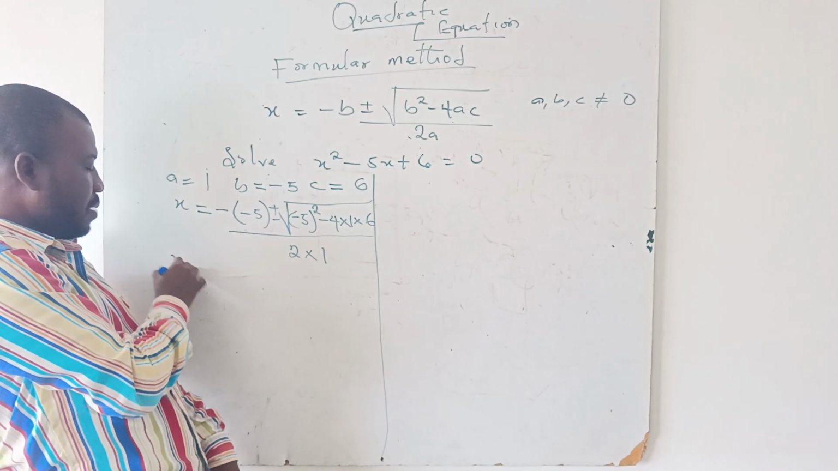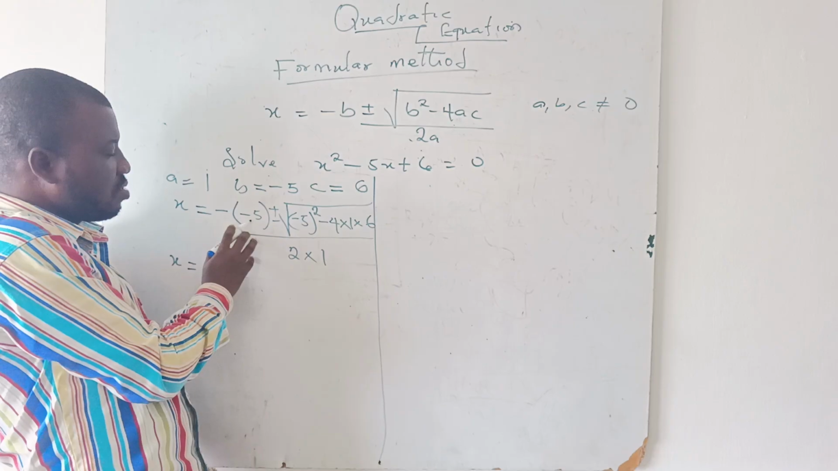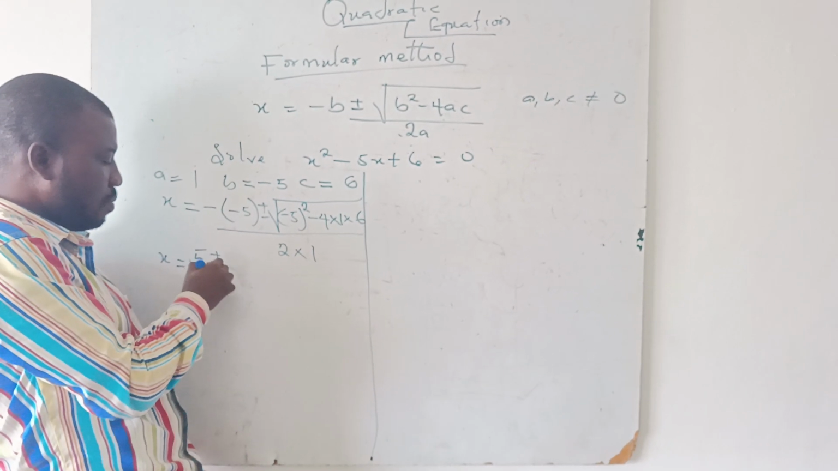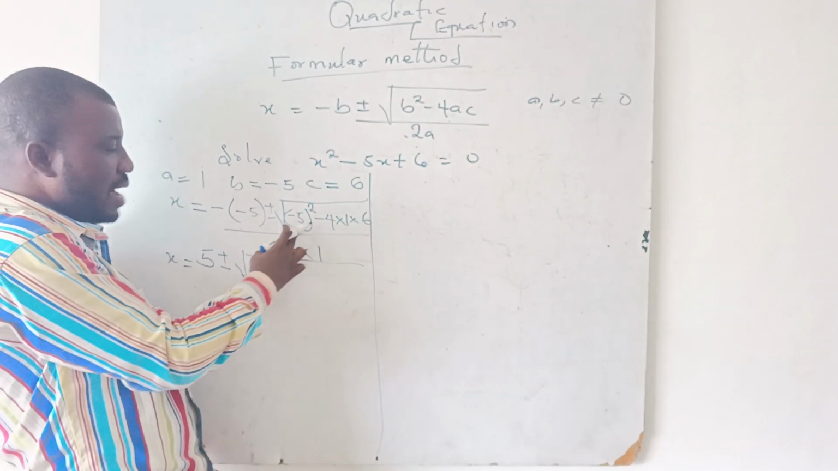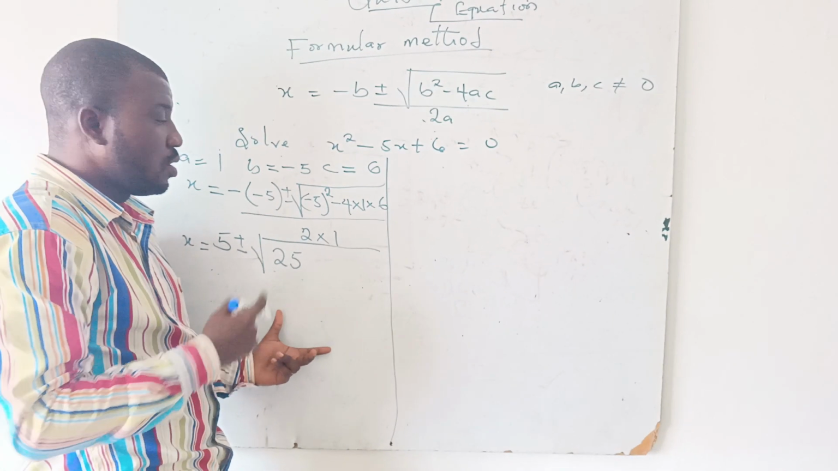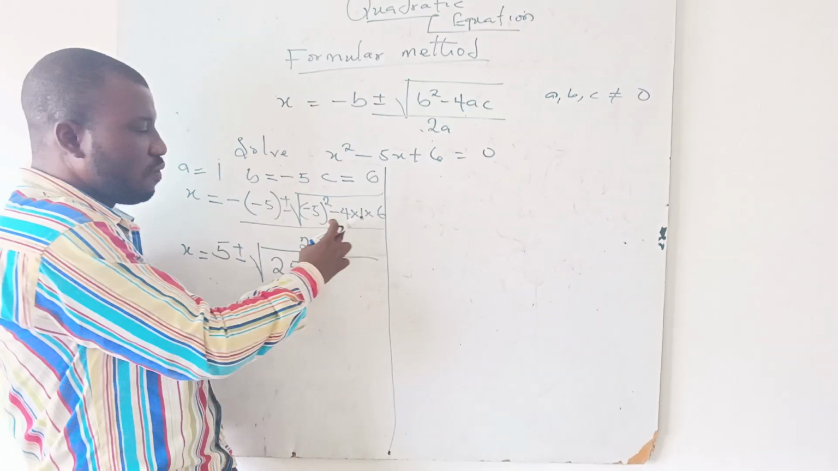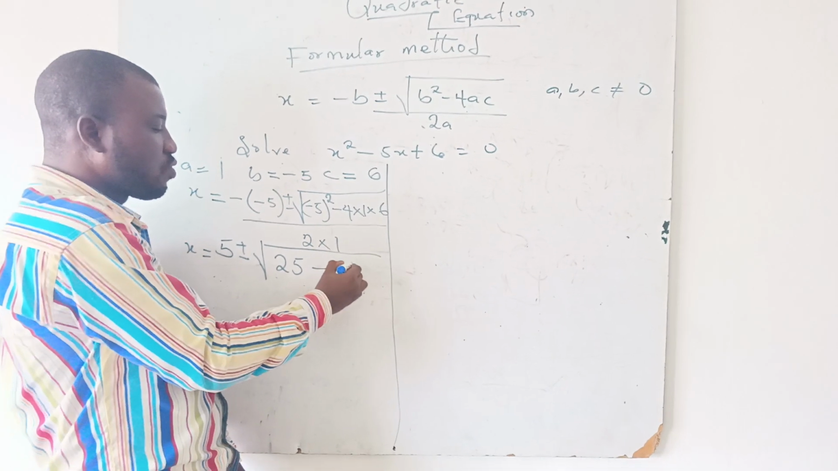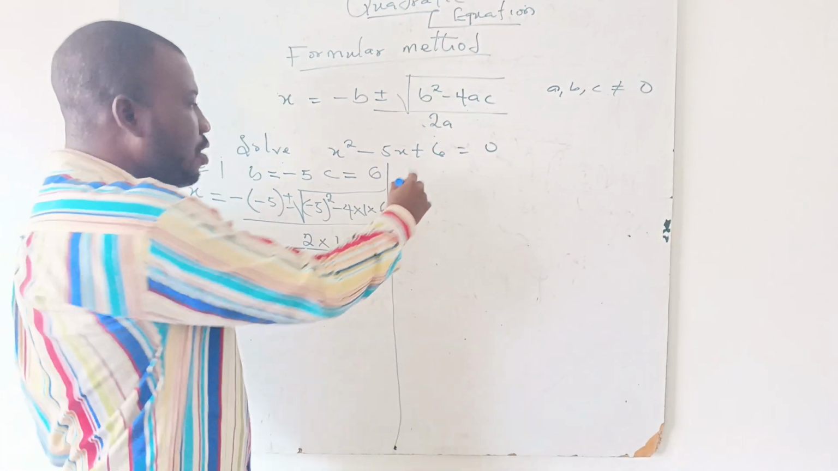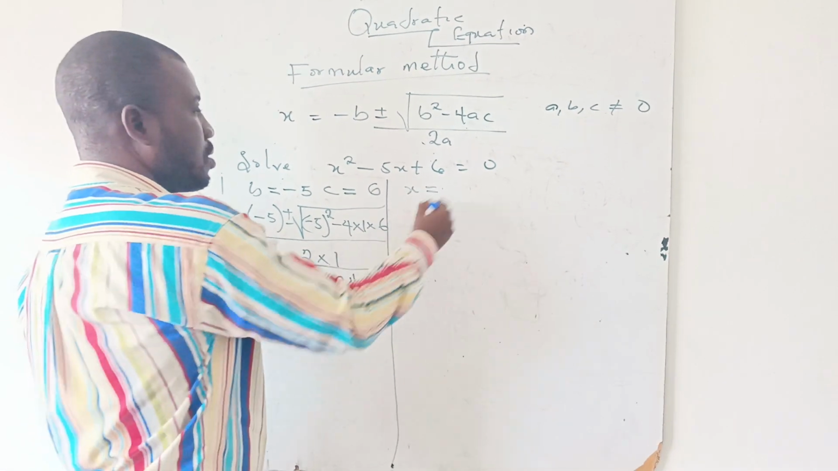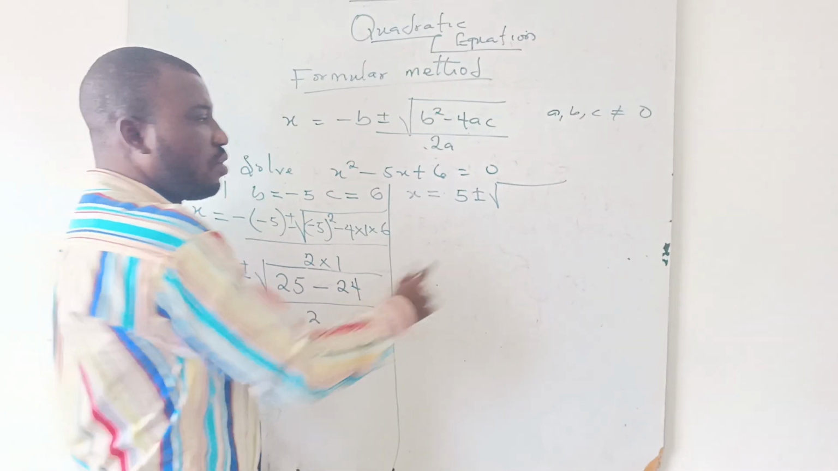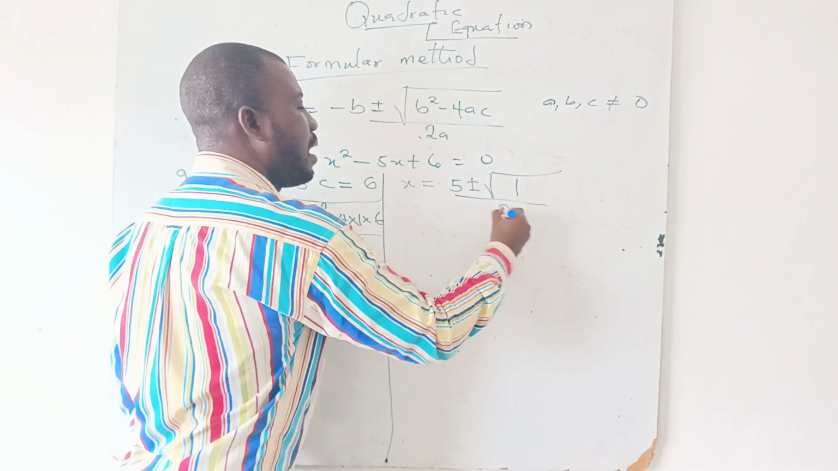Now from here, we'll continue by saying x equals, and minus multiplied by minus will be plus. So that makes this 5, or plus 5, plus or minus square root of minus 5 squared, which will be 25. That's minus 5 times minus 5, which will give us 25. And minus 4 times 1 times 6, that will give us 24. Then divided by 2. Now if you continue this, we are going to have x equals 5 plus or minus the square root of 25 minus 24, that will give you 1, everything over 2.